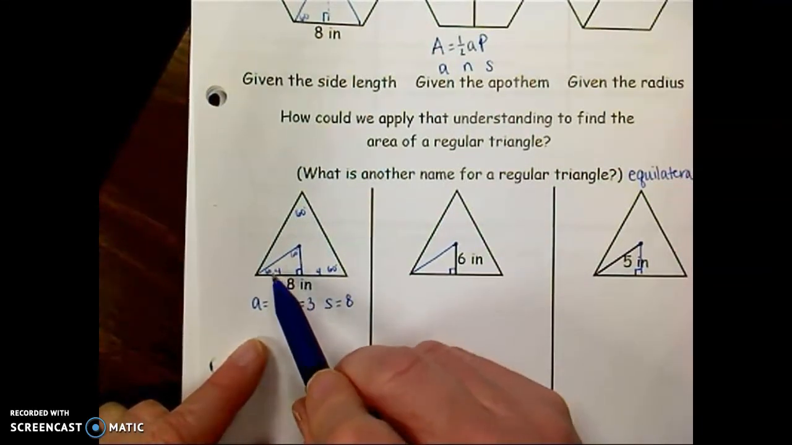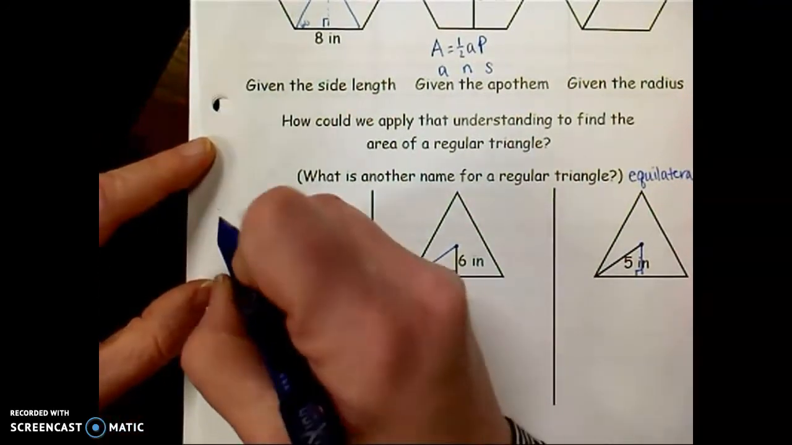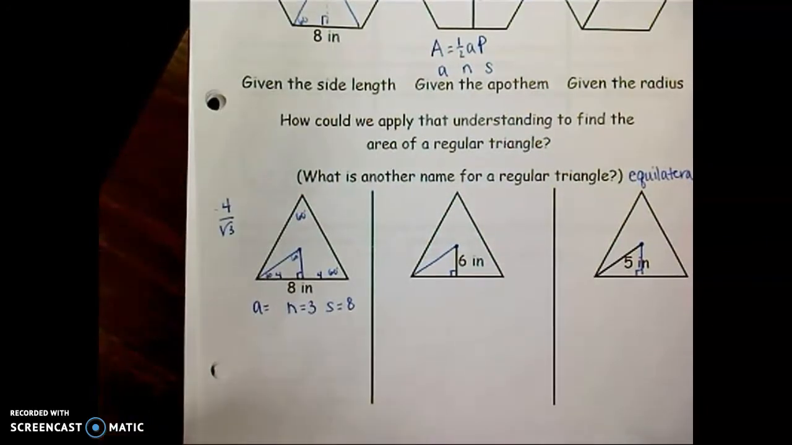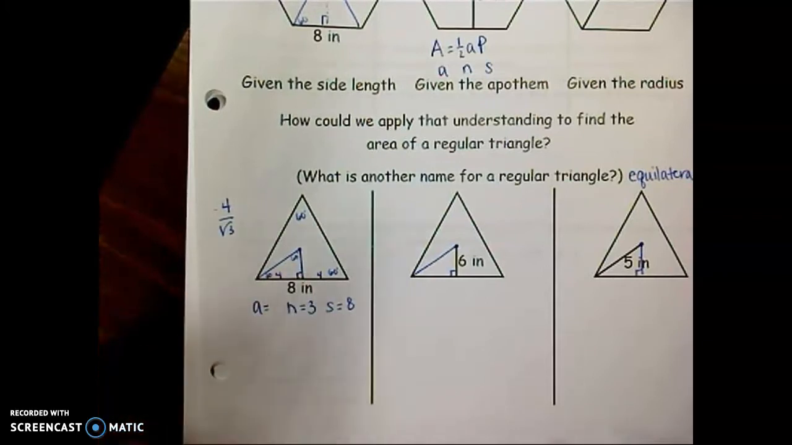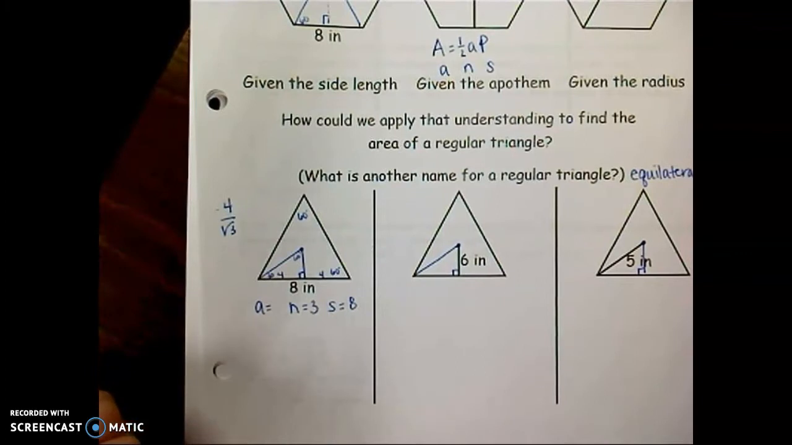So how do we go from the long leg to the short leg of a 30, 60, 90? Remember, we divide by the square root of 3. Every time we go from something longer to something shorter, we have to divide. And in the 30, 60, 90 triangle, it's the square root of 3 ratio between the short and long leg.